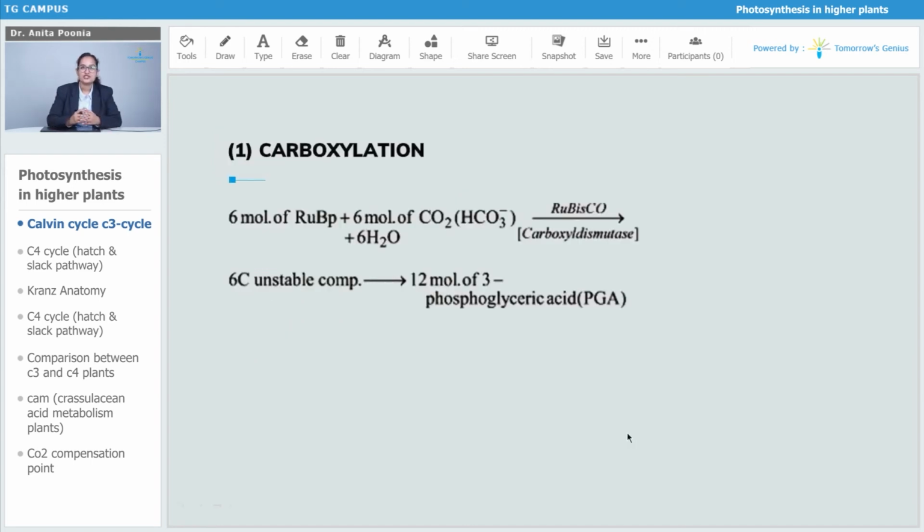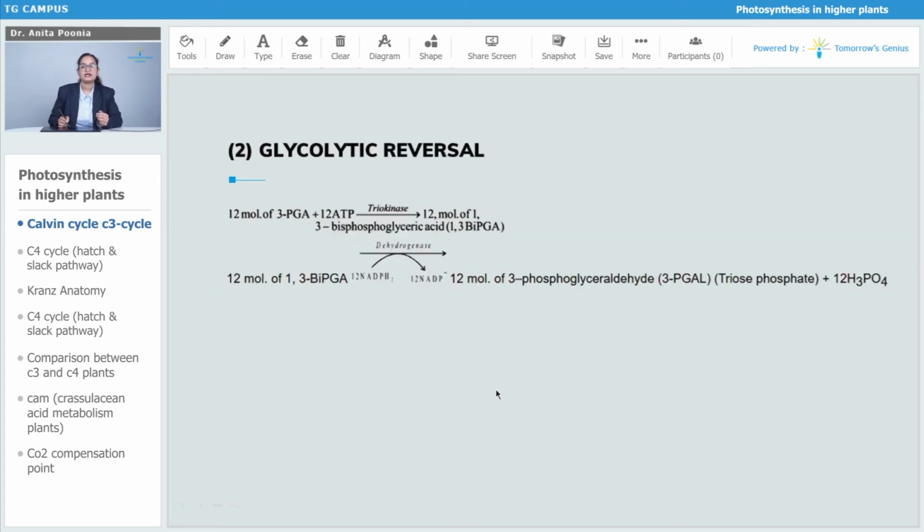Now we move on to understanding the three phases that are there. The first phase is carboxylation. Here you see 6 molecules of RuBP come with 6 molecules of carbon dioxide and give you, in the presence of Rubisco or carboxydismutase, a 6 carbon unstable compound, which gives 12 molecules of 3-phosphoglyceric acid, right? So this is the second step, that is glycolytic reversal.